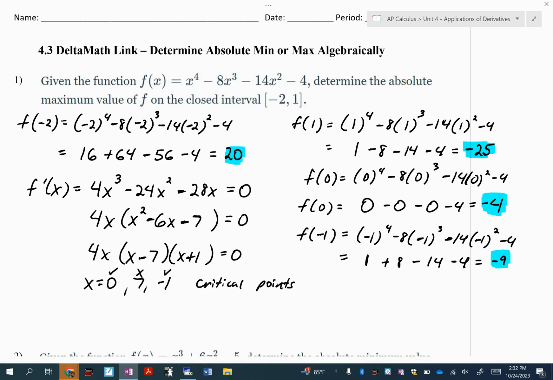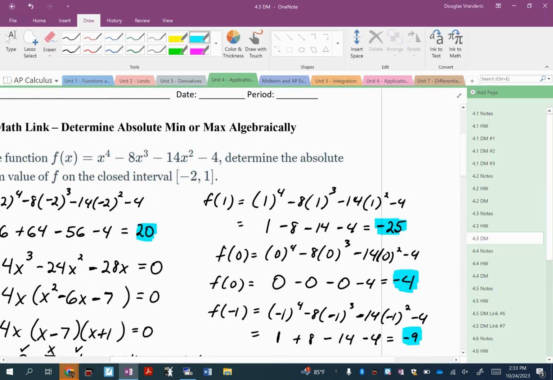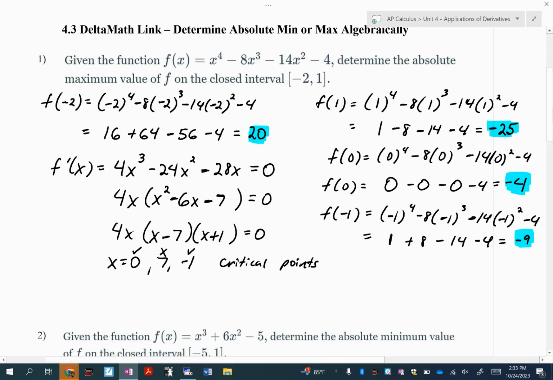I want the absolute maximum. So I need you to tell me which one of those y values is the highest. 20. The very first one we did. Yay. All that work to find out that the absolute maximum value is 20.